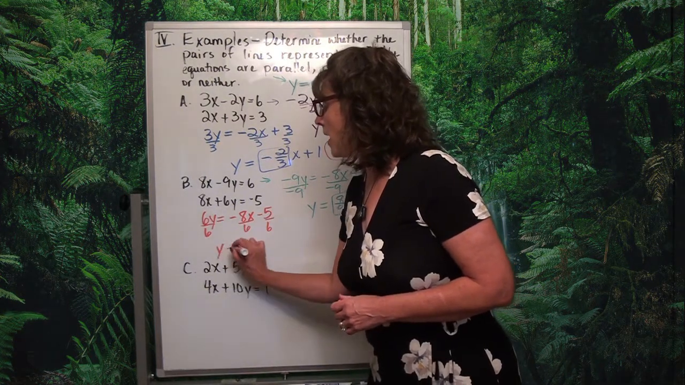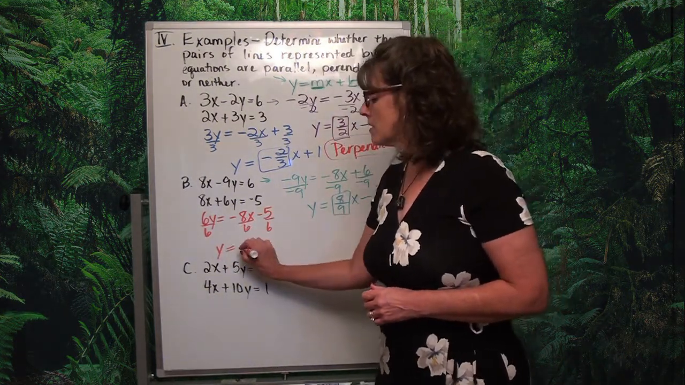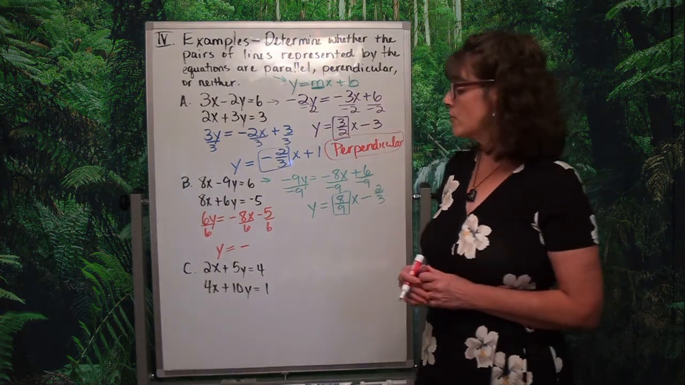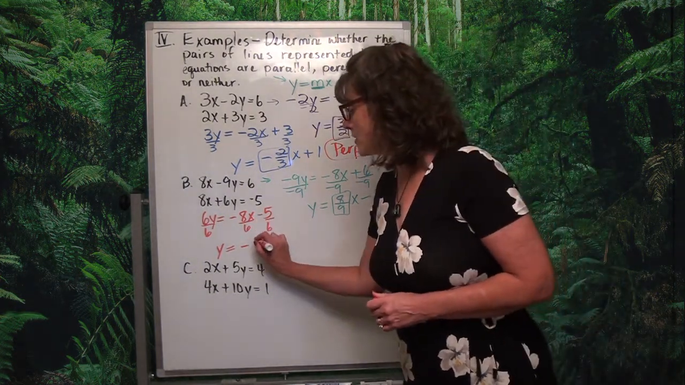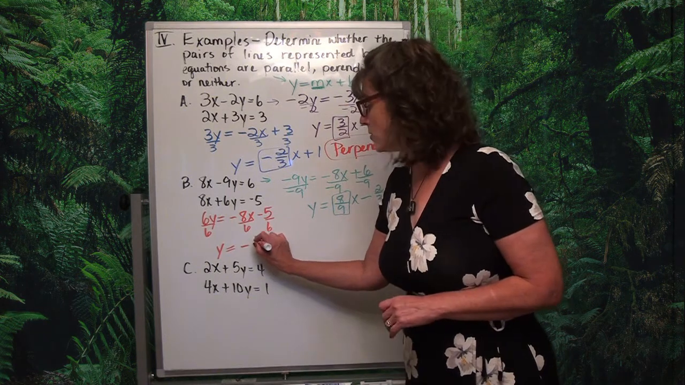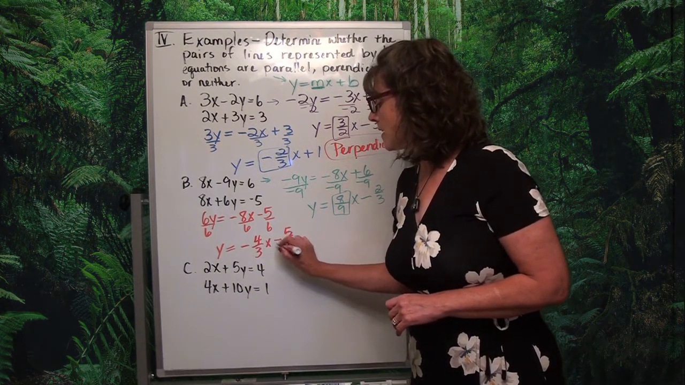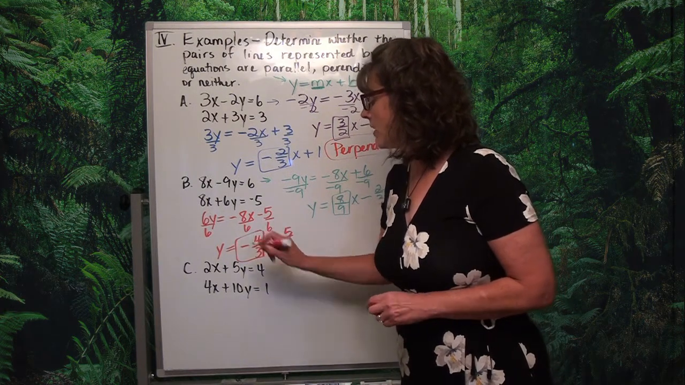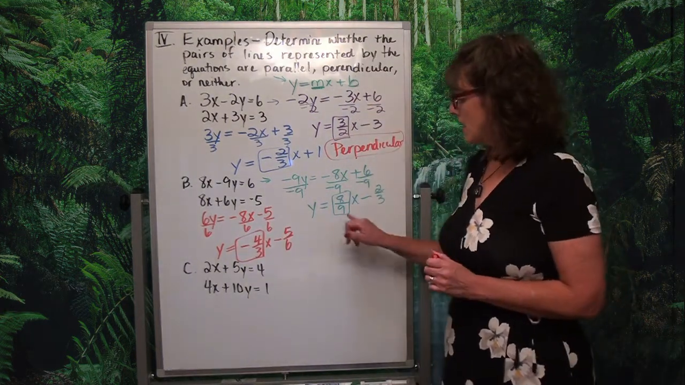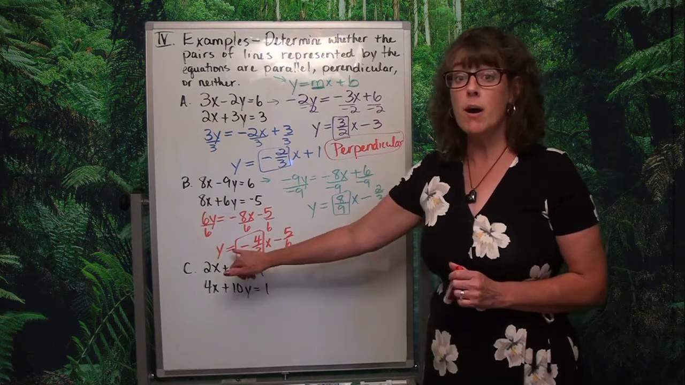That will give me y equals negative divided by positive is negative. Now let's simplify those fractions. 8/6 simplifies, 2 goes into each one of those, to 4/3. And here I get a negative 5/6. And this is the important part right there. The number in front of the x is the slope. Now compare these two slopes. They do have opposite signs.